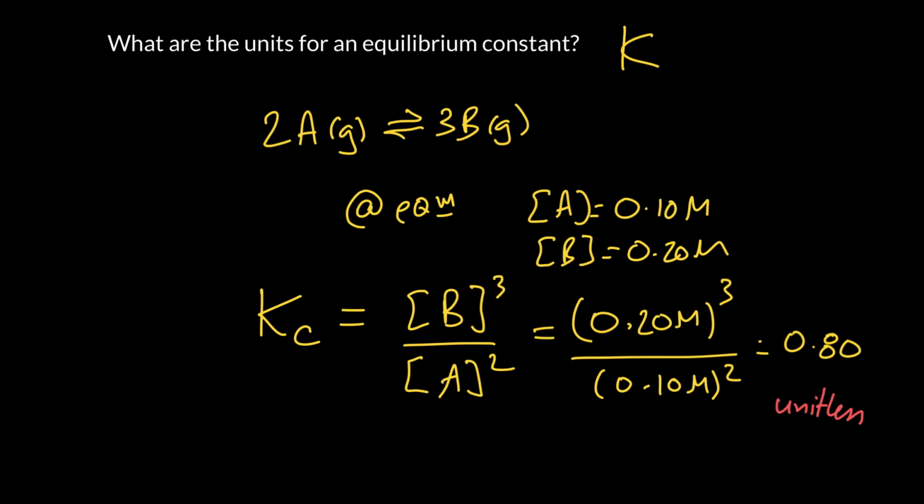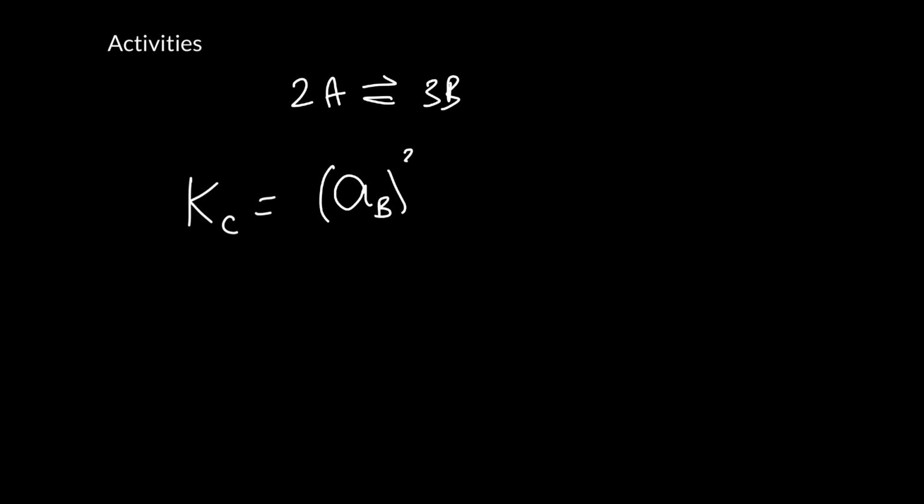So let me go to a completely new slide and show you what's really going on here. When we write an equilibrium like 2A in equilibrium with 3B, we said earlier the equilibrium constant Kc is equal to the concentration of B cubed over A squared. But that's not actually the case. It is actually equal to the activity of B all cubed divided by the activity of A all squared.